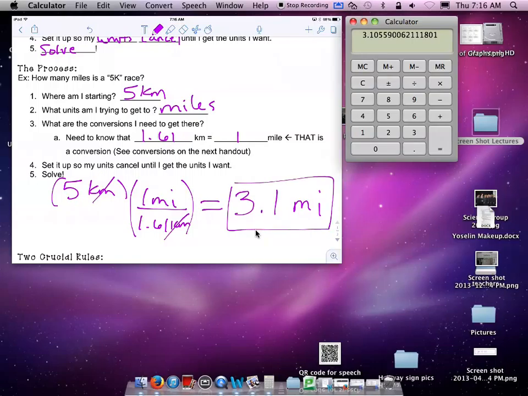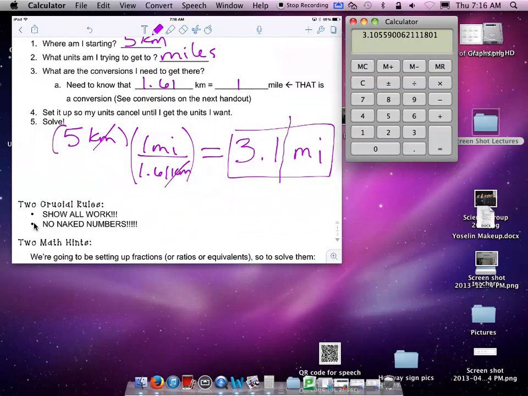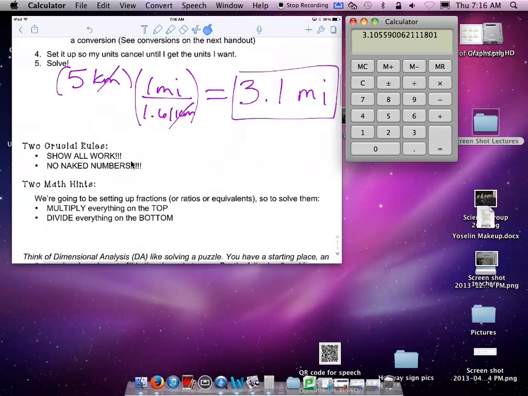If you've ever wondered how far a 5-kilometer race is, it's about 3.1 miles. That gives you an idea of how to set up these DA problems. Just a couple of reminders. Make sure that you show all of your work. That means show all of the conversions that you're using, and no naked numbers, meaning you've got to have a label on it. If I didn't know this was miles, I wouldn't know what label to put here. If I didn't know this was kilometers, I wouldn't know to put it on the bottom so that it cancels. That's an important thing to remember.